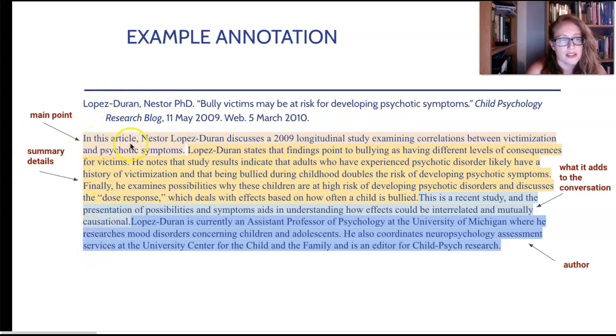This first sentence in this article, Nestor Lopez Duran discusses the 2009 longitudinal study examining correlations between victimization and psychotic symptoms. That's the main point. The first sentence labels that it's an article, not a book or a blog. Sometimes that can be confusing if you don't know what kind of text it is, whether it was something you watched, or an article with commentary, or supposed to be a book chapter, if that's not labeled.